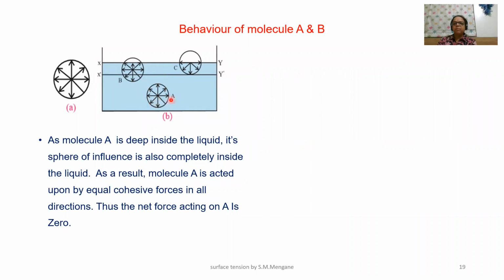Now we will study the behavior of all the molecules. Consider molecule A, which is deep inside the liquid. Its sphere of influence is also completely inside the liquid. As a result, molecule A is acted upon by equal cohesive force in all directions. And as force is a vector quantity, the vector sum of all the forces is equal to 0. Means the net force acting on molecule A is 0.